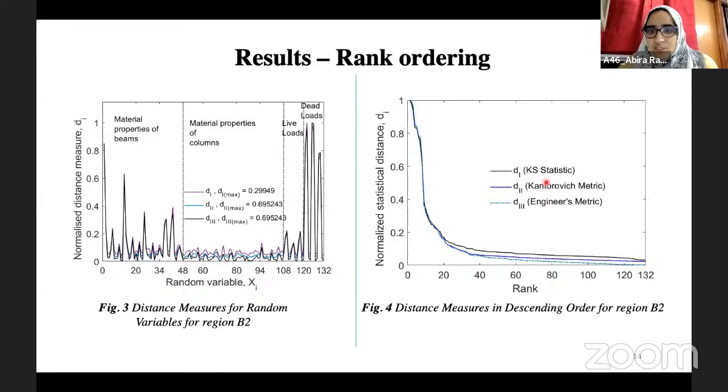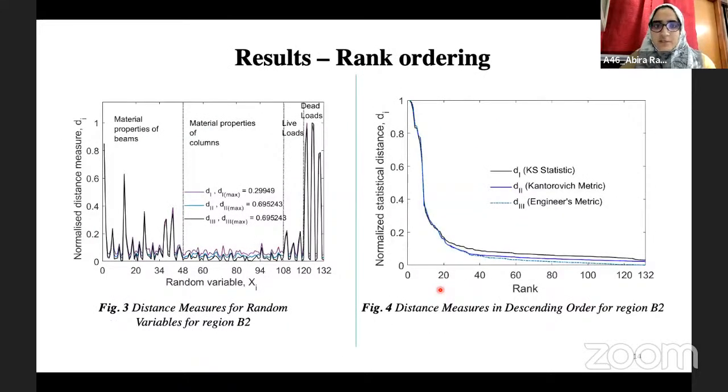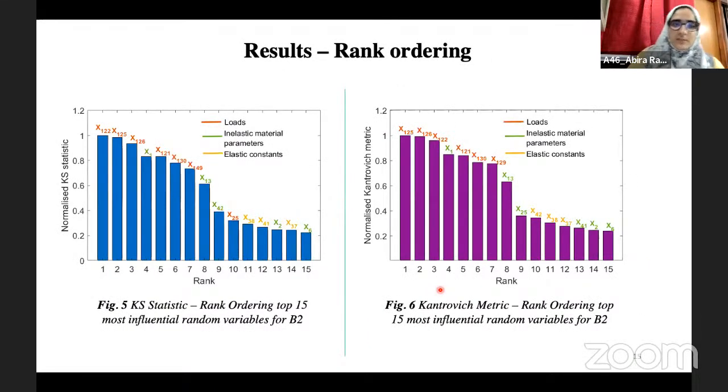all the 3 distance measures give a similar trend, at least up to 0.2, around 20 random variables. So the results of the rank ordering are not clear from this figure as to which random variable is contributing. So the first 15 random variables have been put as shown in this figure, showing which random variables are most influential. And here we can see that loads, elastic material properties and some of the elastic constants are important.